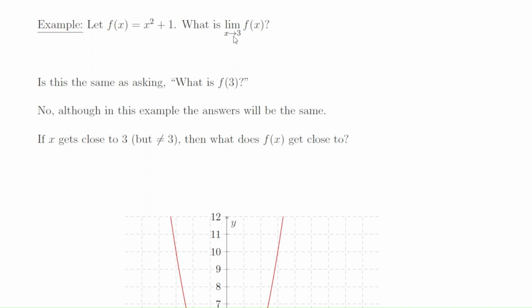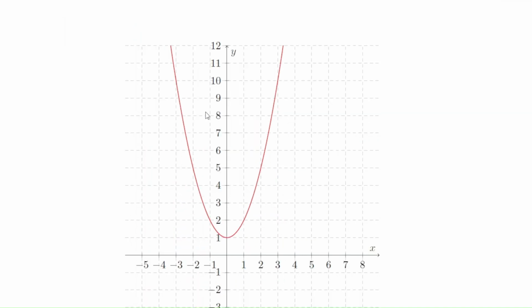To ask what's the limit as x approaches 3 of f of x is not the same thing as asking what is f of 3. Now, in this problem, you're going to get the same answer, but it's not really the same question. Okay? The question is, if x gets close to 3 but not equal to 3, what does f of x get close to? So let's look at a graph of the function. So here we have a graph of the function x squared plus 1.